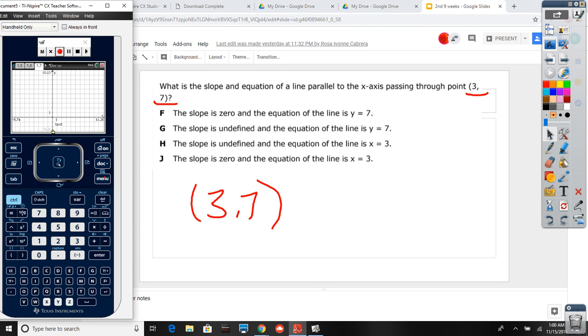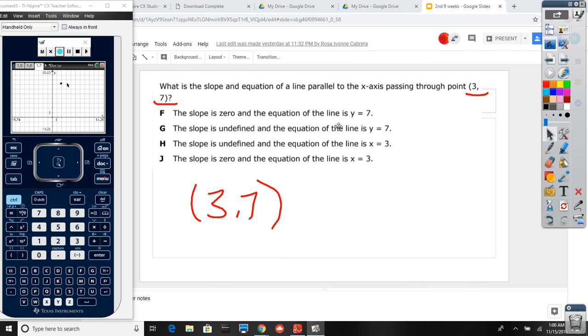So now 3, 7, 1, 2, 3, 4, 5, 6, 7. Oh, I forgot to select the pen. 2, 4, 6, 7 is around there. If I could just get it right. Okay. Again, it's pretty difficult to do. So 3, 7 is about there. I can't get it real good because it's really hard to do it on the computer, but I'm looking at the point right here. That's 3, 7.